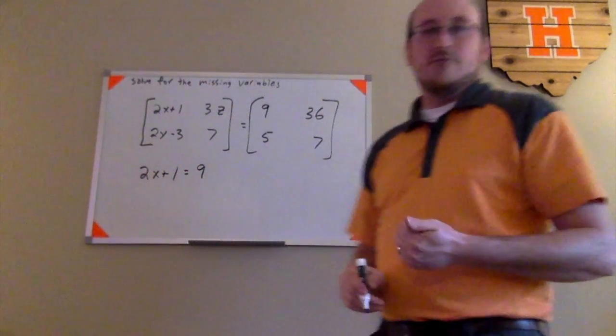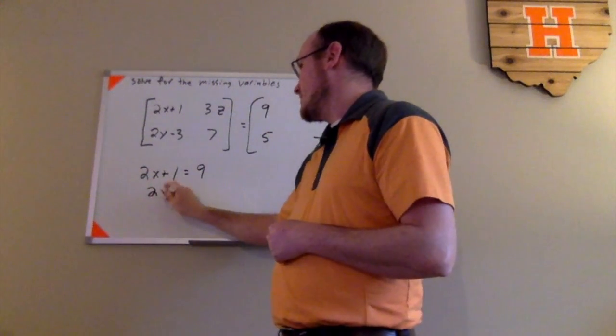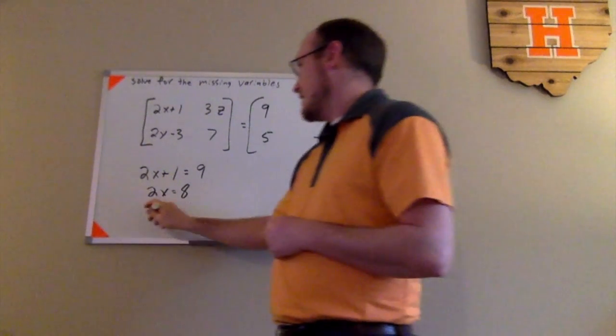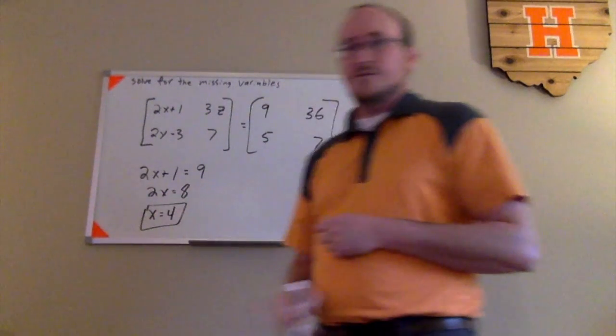And I can go ahead and solve that equation. It's just a linear equation in 2 steps I can solve. Subtract 1 on both sides, I'll have 2x is equal to 8. And then go ahead and divide by 2, and I will have that x is equal to 4. So I have found one of those variables.